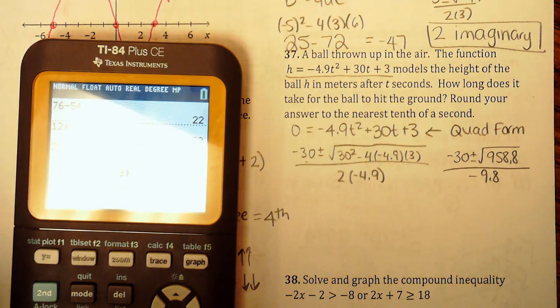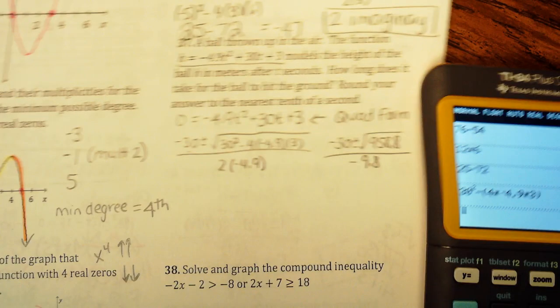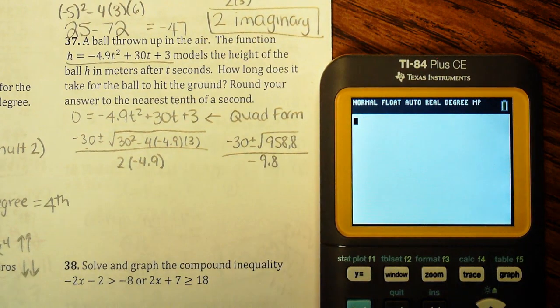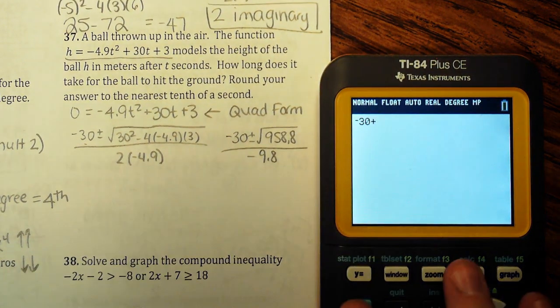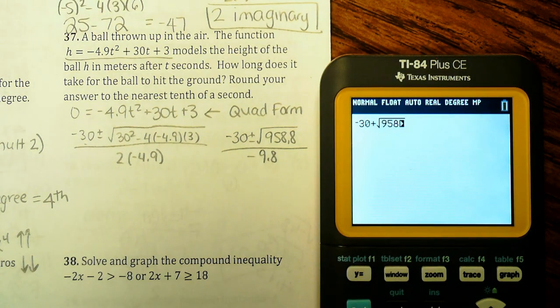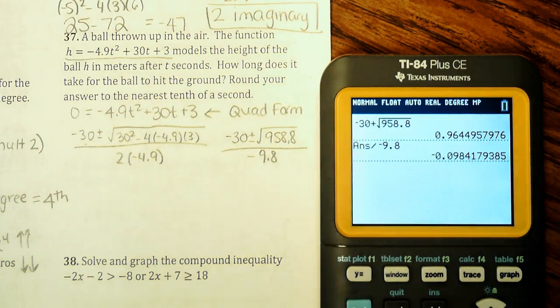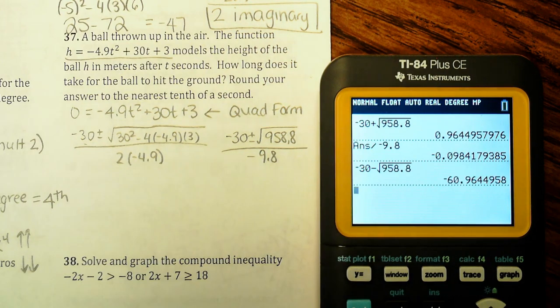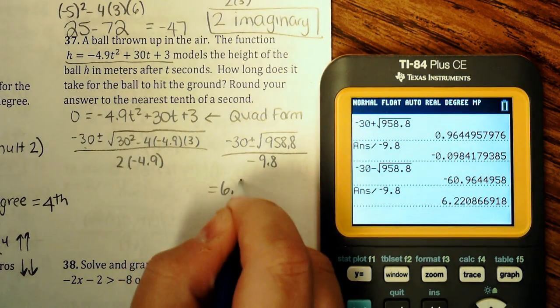Okay, now here's the deal. Oh my gosh, guys, sorry, there's a glare on the screen and I didn't notice. Let me slide this over so you can see the calculator. Okay, if I do negative 30 plus the square root of 958.8, that's going to give me a positive value. I'm going to divide that by that negative 9.8, and that's going to give me a negative number. You cannot have a negative time, so I don't want to select that answer. So I want to do the negative 30 minus the square root of that 958.8, and then I'm going to divide that by negative 9.8. And this should give me 6.22.